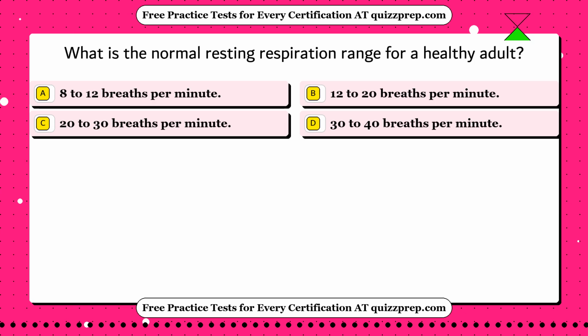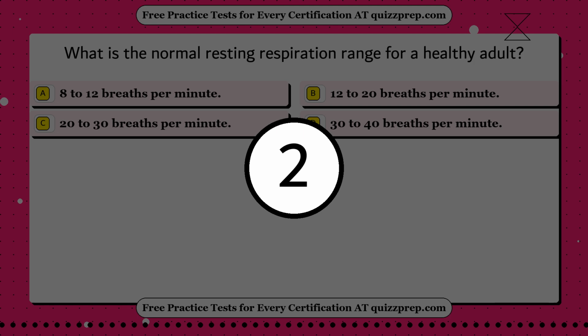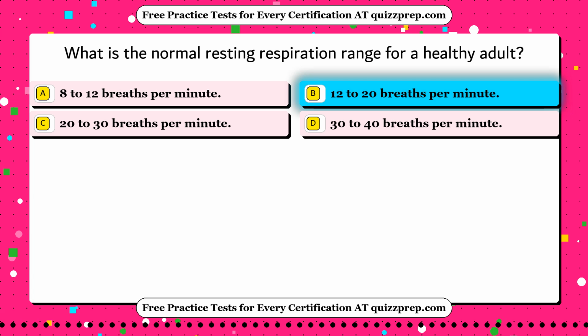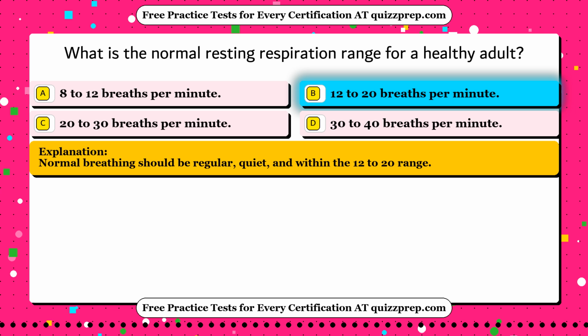Question 68. What is the normal resting respiration range for a healthy adult? Option A 8 to 12 breaths per minute. Option B 12 to 20 breaths per minute. Option C 20 to 30 breaths per minute. Option D 30 to 40 breaths per minute. The correct answer is option B, 12 to 20 breaths per minute. Normal breathing should be regular, quiet, and within the 12 to 20 range.